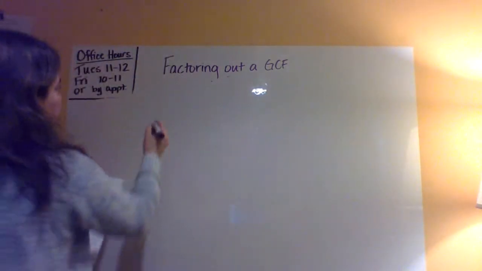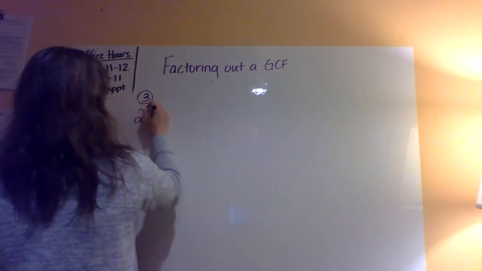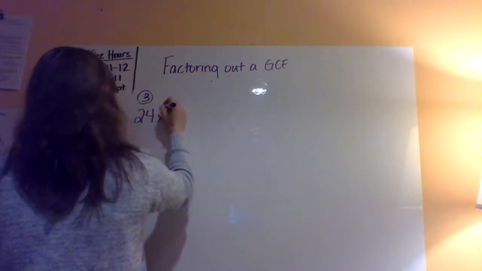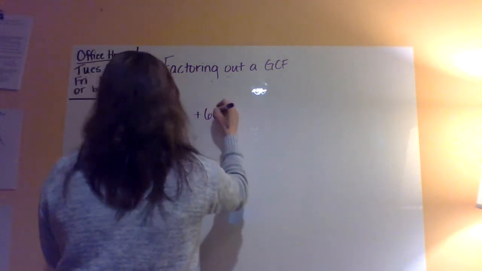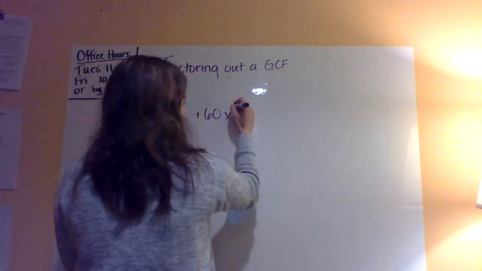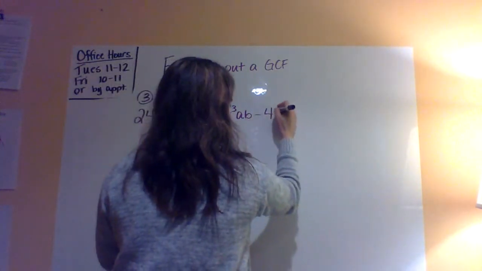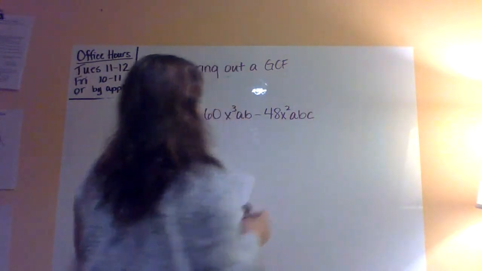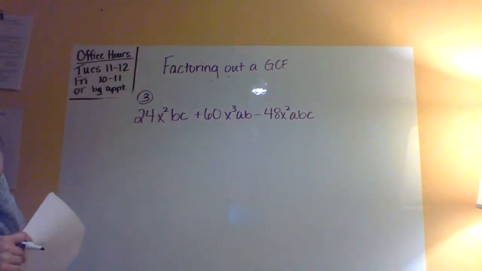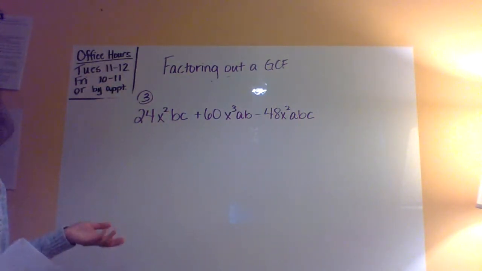We have 3 terms this time. 24x squared BC plus 60 x to the third AB minus 48 x squared ABC. Okay, so it looks just a little more complicated just because there's more of it, but it's nothing that we haven't done already.